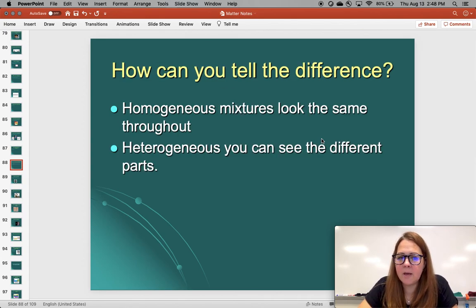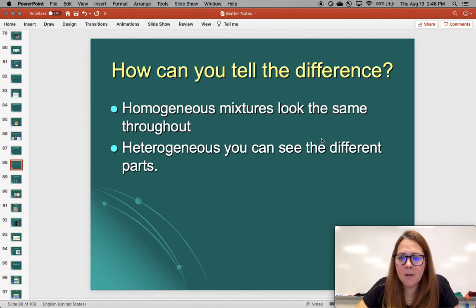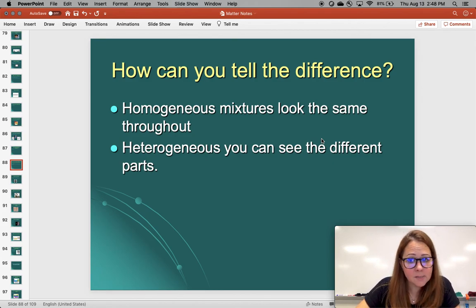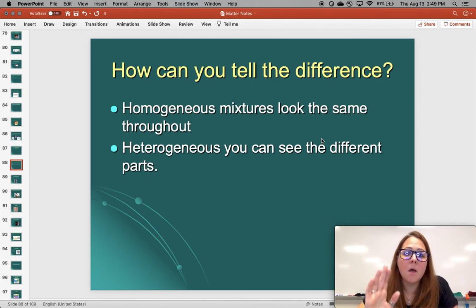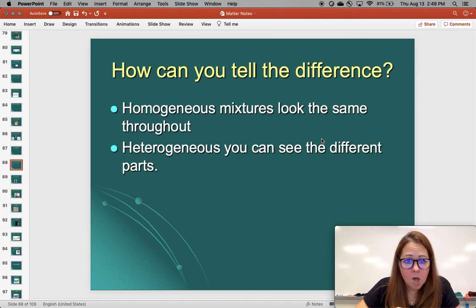So when you're looking at them, a homogeneous mixture looks the same all throughout. If you look at the air, you can't see the different components in the air, but air is a mixture. If you look at tap water, you cannot see the different components in your tap water. It's going to look all the same throughout. Heterogeneous mixtures, you can see the different components. So with that bag of Skittles, you have your grape Skittles and the red Skittles and the green Skittles, yellow Skittles, orange, I think that's all the colors, but you can see all the different parts that are there.